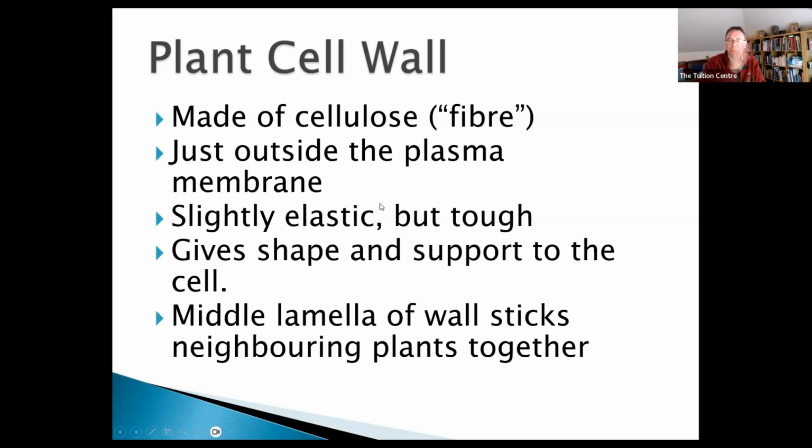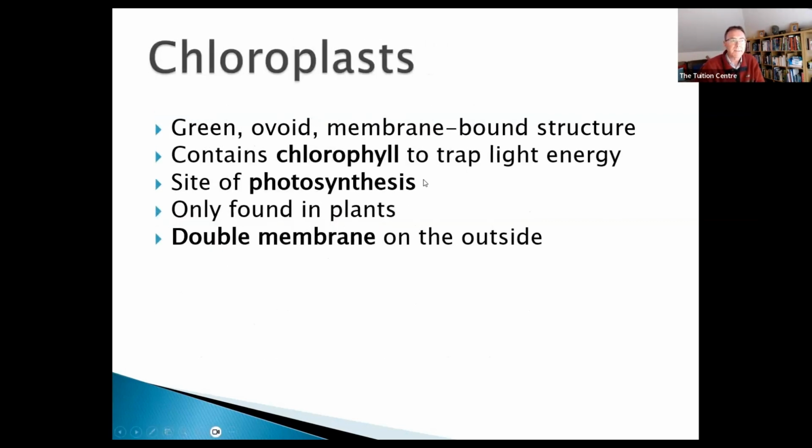So in between the two plant cell walls, we talked about this a bit next week, and we mentioned it last week, there's this kind of cement that holds neighboring cells together. In plant structures and plant tissue, the cells are stuck together, and it's called the middle lamella. Chloroplasts are these green ovoid membrane-bound structures.